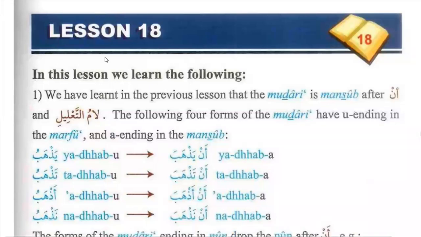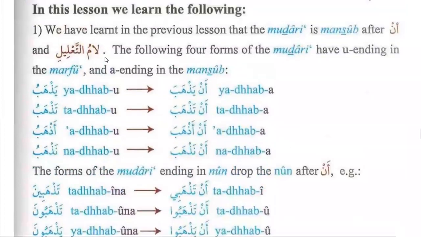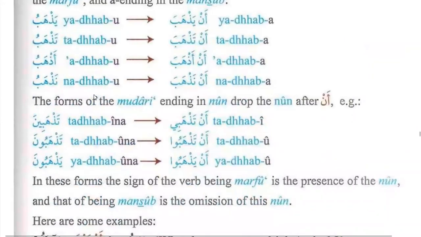Next, we have lesson number 8. Previously you have learned that after the addition of lam ta'lil or the particle an, the muzare becomes mansub. Yazhabu becomes yazhaba, tazhabu becomes tazhaba. Here you will learn that those muzare which have noon at the end, after the addition of an, that noon will be deleted. So tazhabina, after addition of an, will become an tazhabi. Tazhabuna, an tazhabu. Yazhabuna will become yazhabu. The noon is deleted, okay?